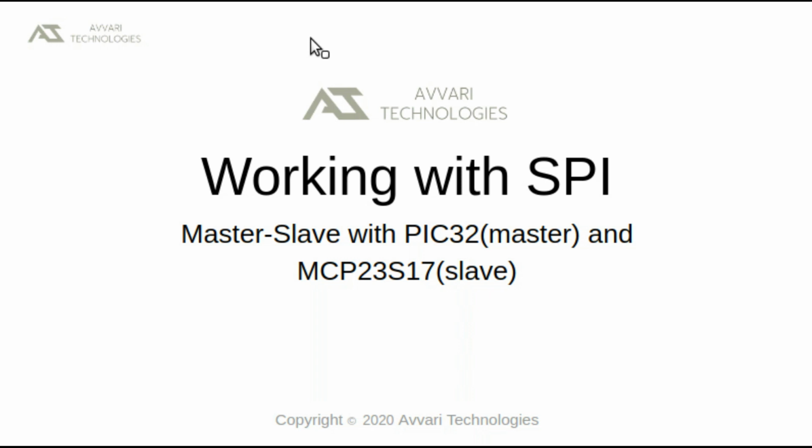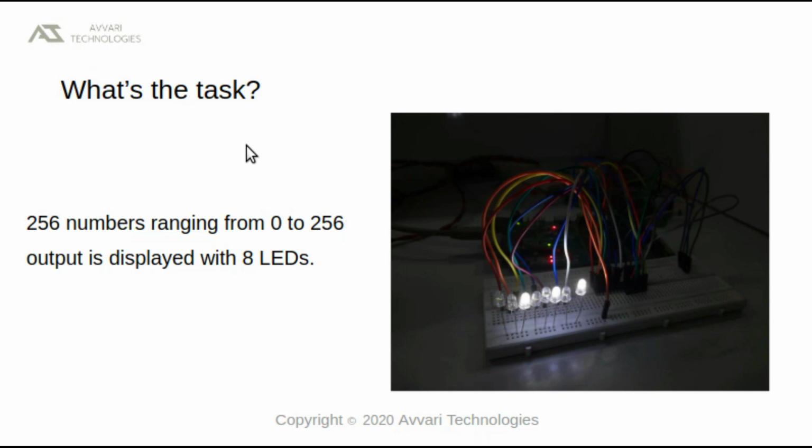In this part, we will study working with SPI. SPI is a serial communication protocol. To implement the SPI protocol, we will use two devices, the master and the slave. The master is a PIC32 microcontroller and the slave is an MCP23S17 IO expander. What we need to do is communicate between master and slave.